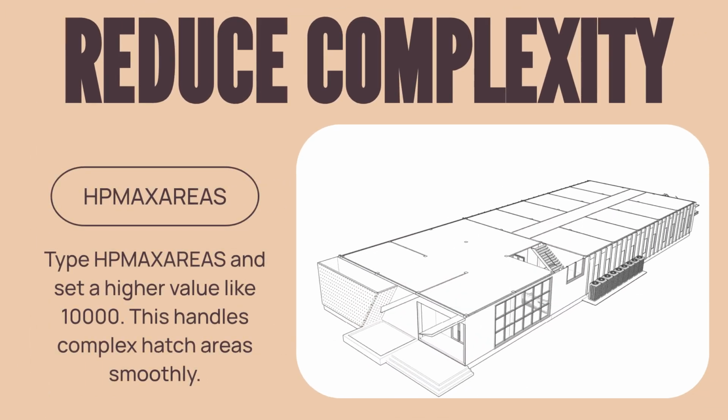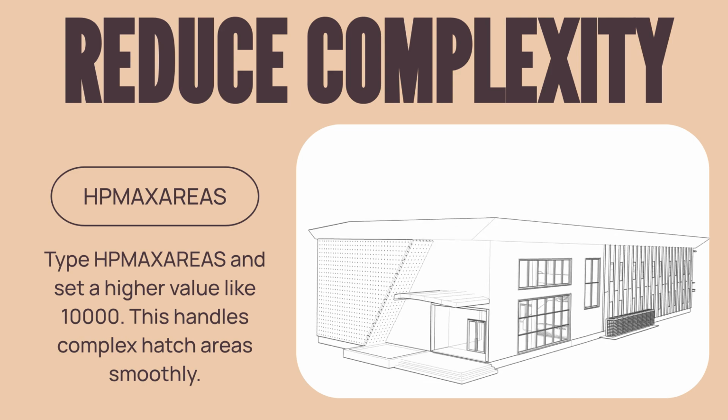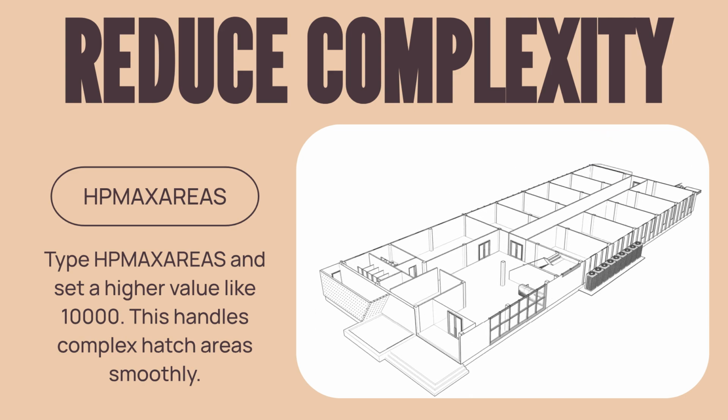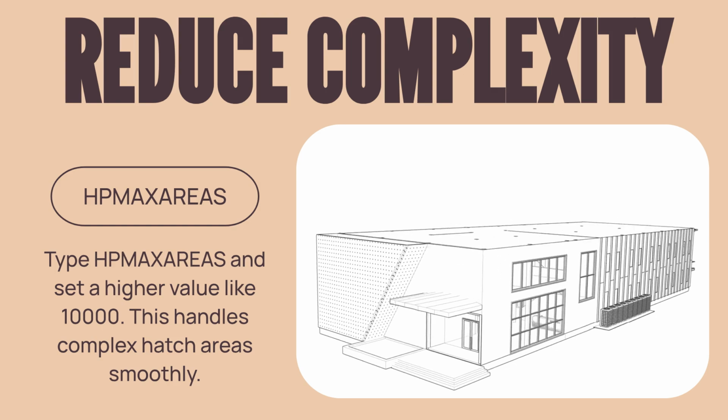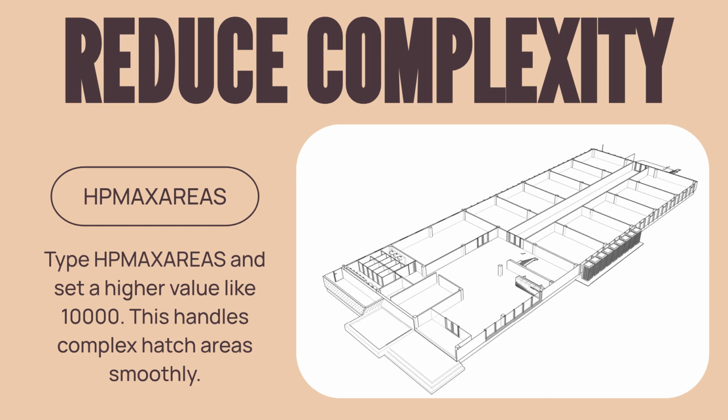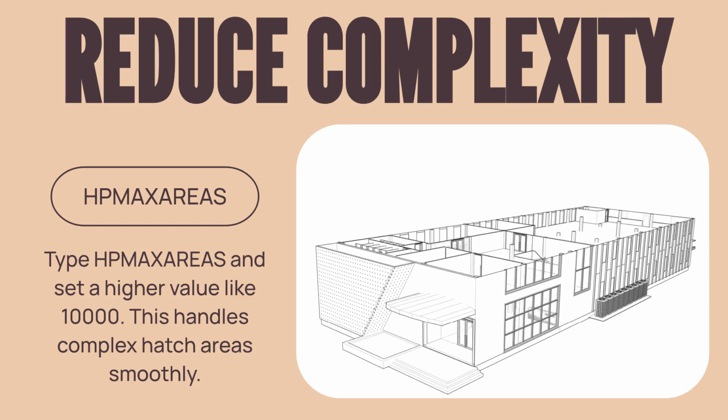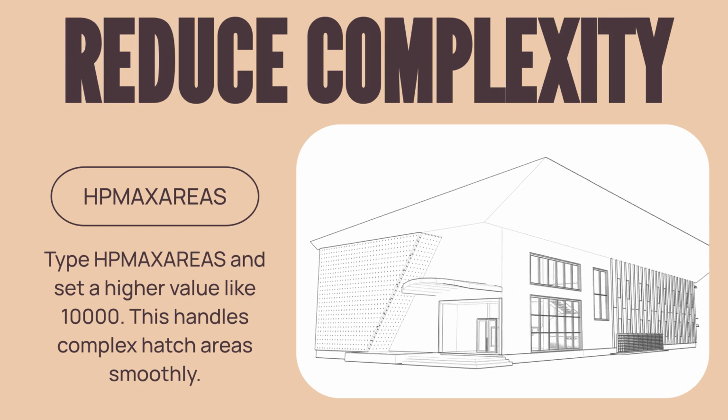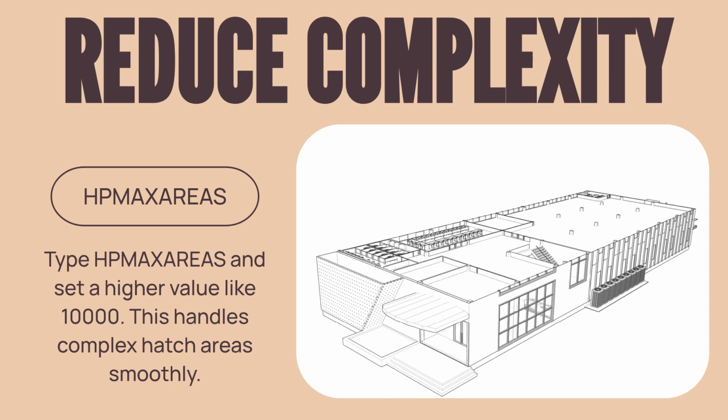Sometimes the hatch exists but looks slow or broken. This is step 3, reducing complexity. Type HPMAXAREAS and set a higher value, like 10,000. This allows AutoCAD to handle complex hatch areas smoothly, especially in architectural drawings.